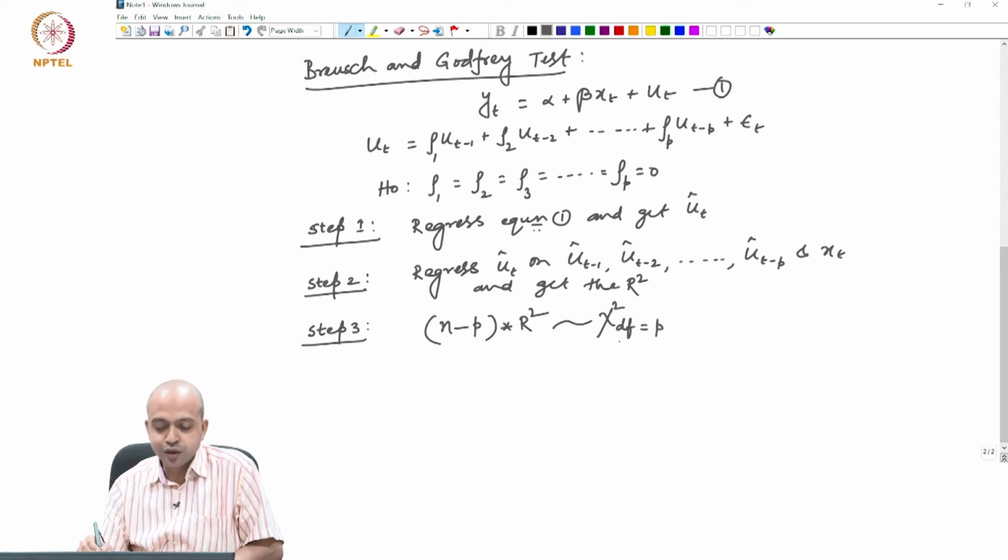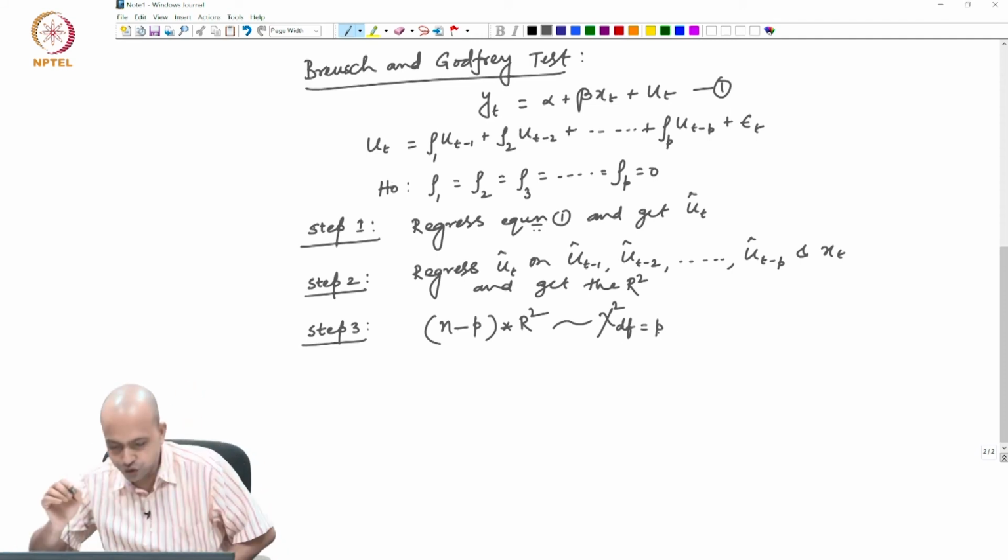If your calculated chi-square is greater than the tabulated chi-square at the 1% and 5% levels of significance, then you have to reject your null. And what is my null? The null is that there is no autocorrelation. If the calculated chi-square is less than the tabulated one, then you do not reject the null. So, this is the procedure.